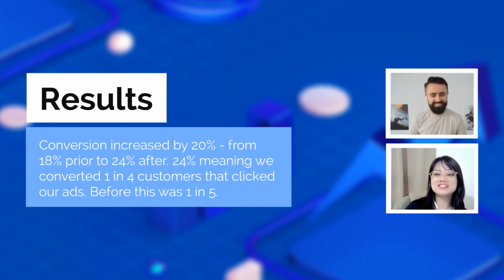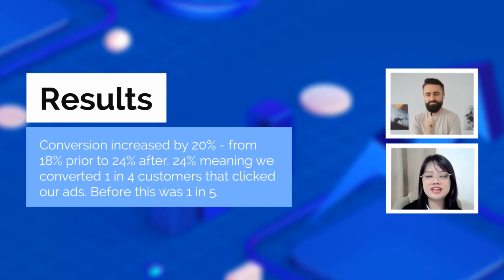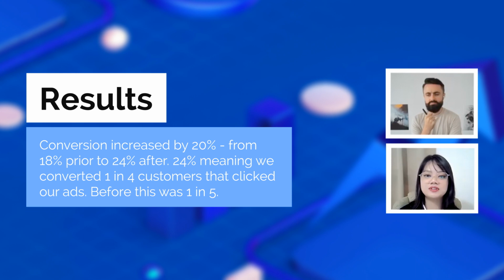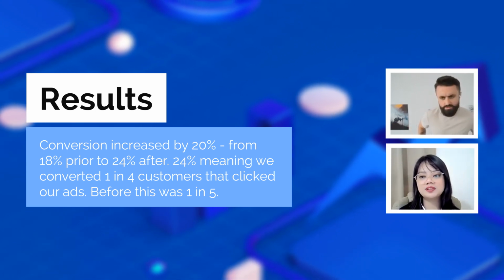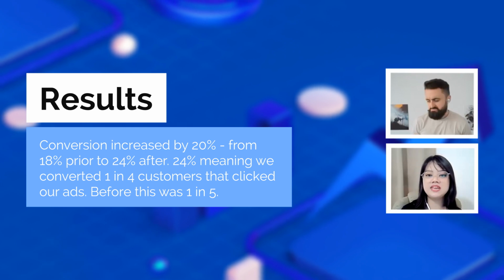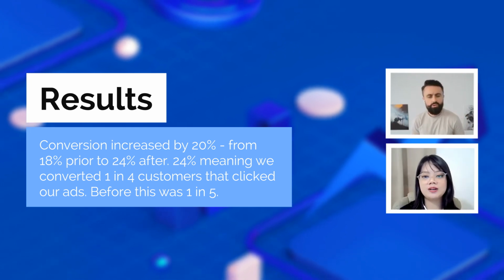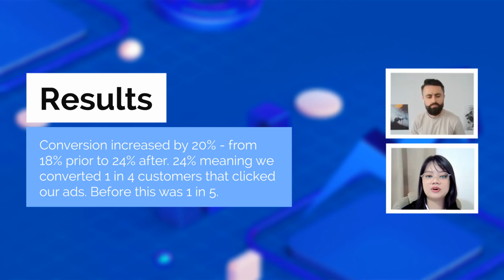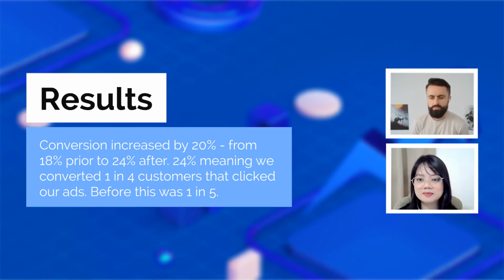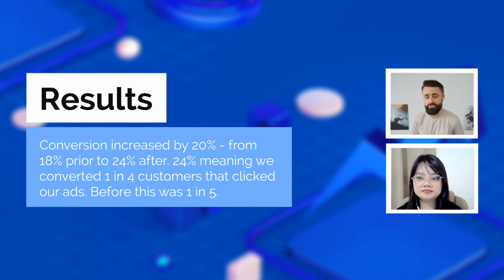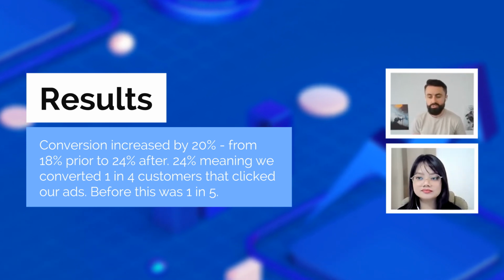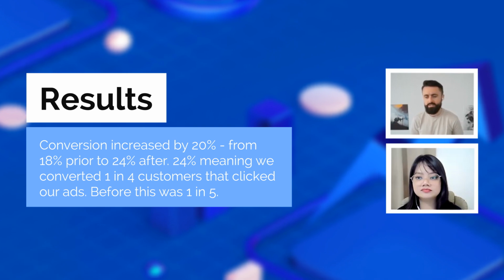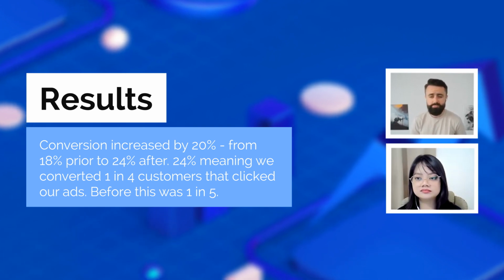Anyway, as a result of all the things that we improved in the listing, the conversion increased by 20%, from 18% prior to 24% after that, meaning we converted 1 in 4 customers that click our ads, and before this was 1 in 5. Yes, and even more than just the ad side as well, 1 in 4 visitors to the page, which is huge. If you can save 20% or make the same amount of sales with 20% less visitors, you can only imagine the benefits.